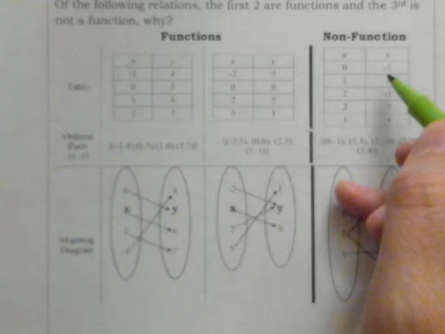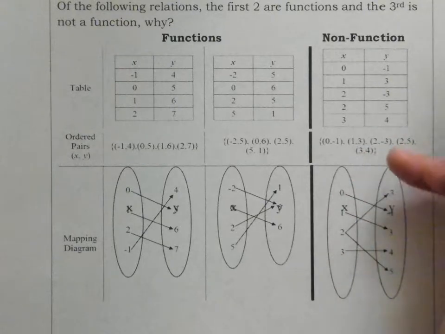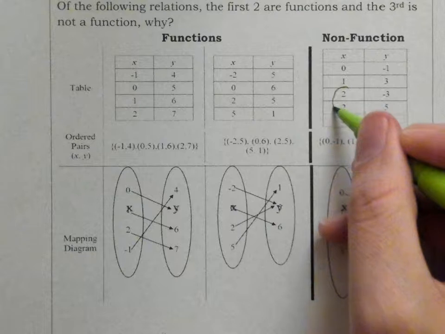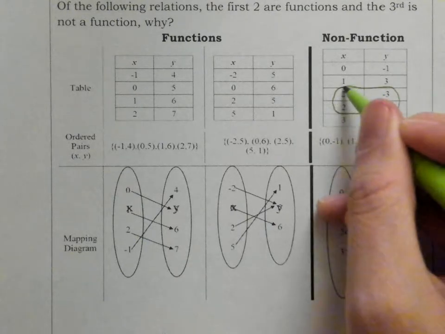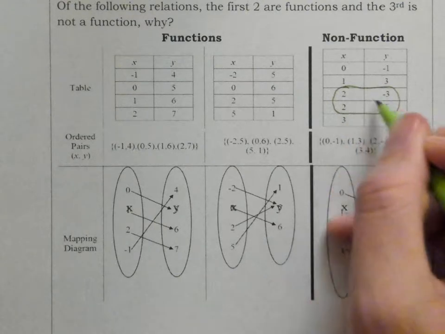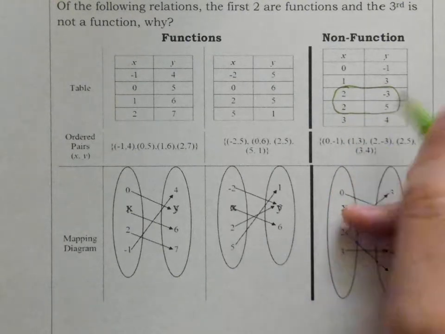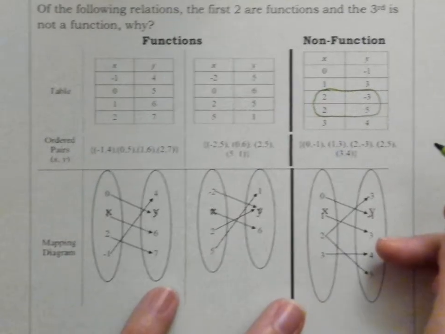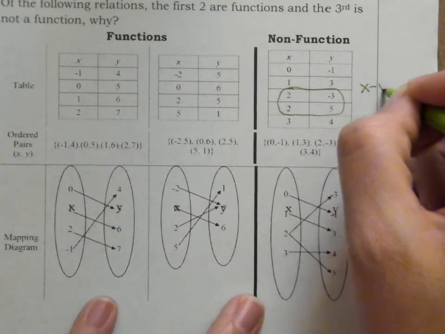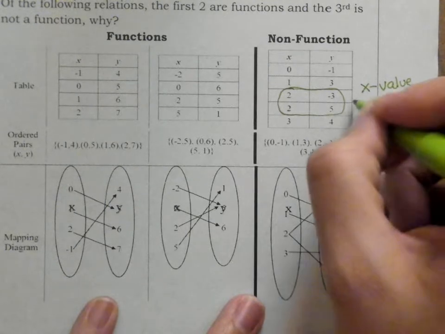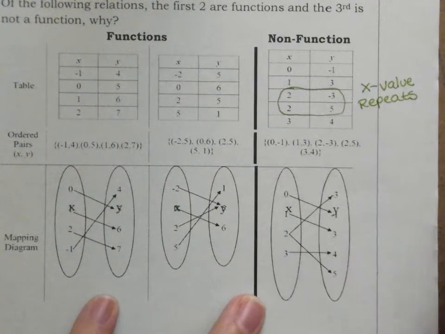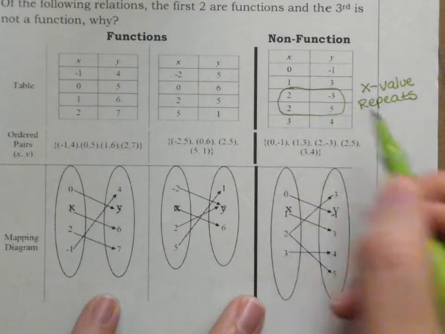But when I look over here on this side, it is not a function. And the reason why is right here. The X value repeats. So my X, my 2, is going to 2 different places, which makes this not a function, okay? So it's not a function because the X value repeats. Okay, make sure that you circle those ordered pairs.